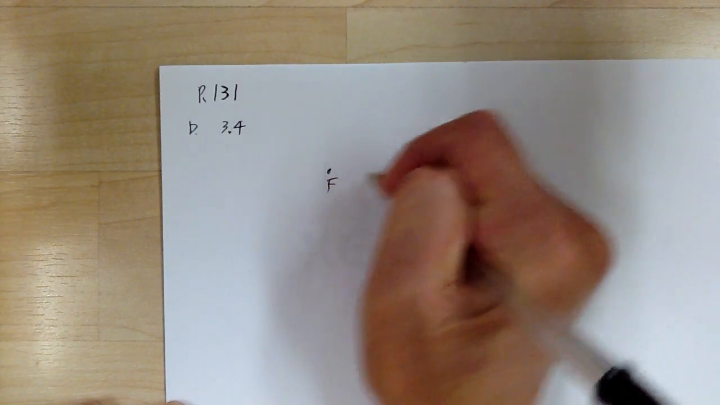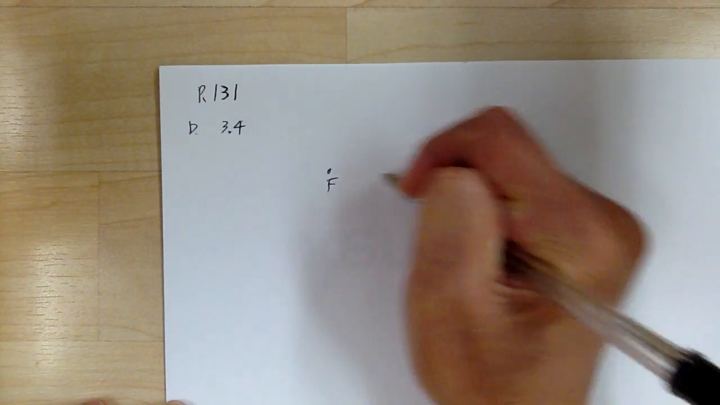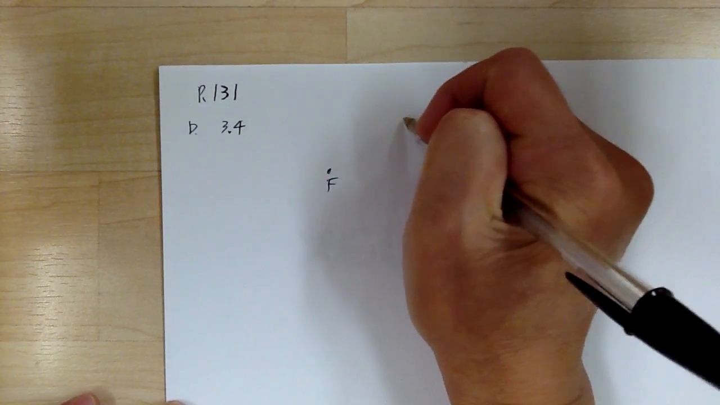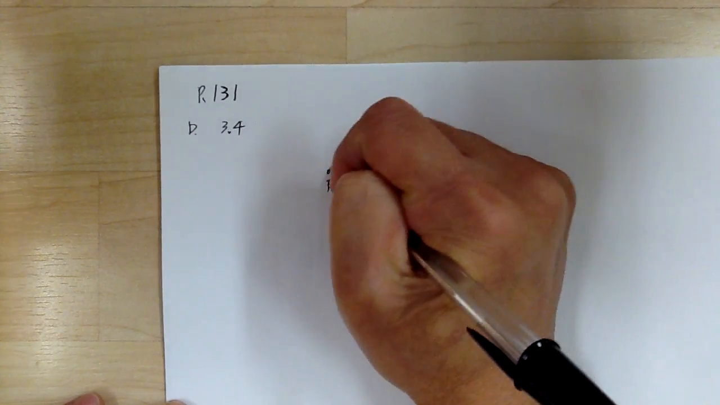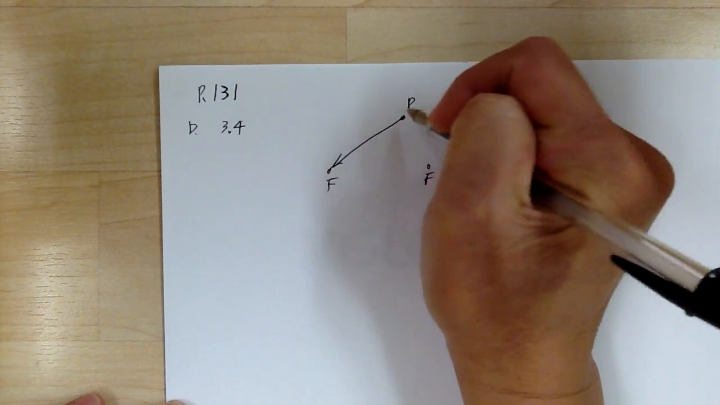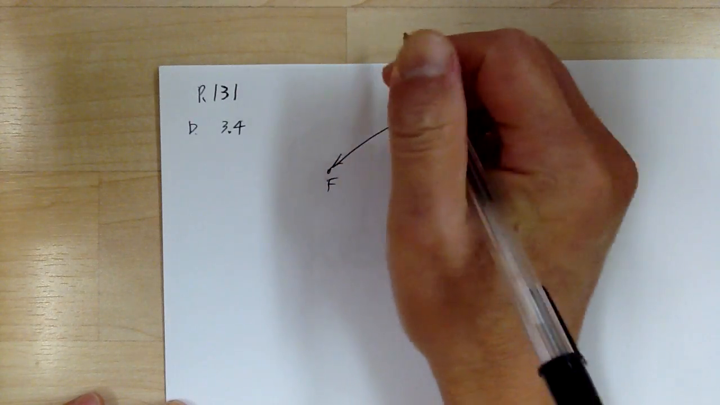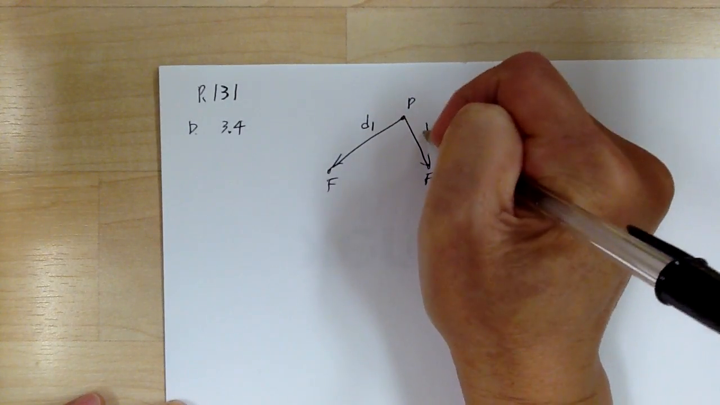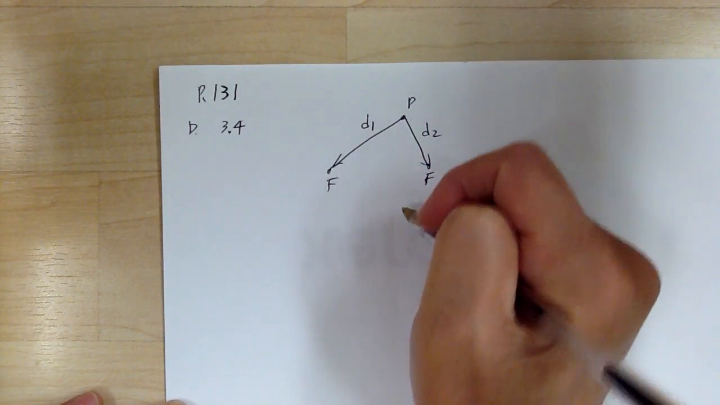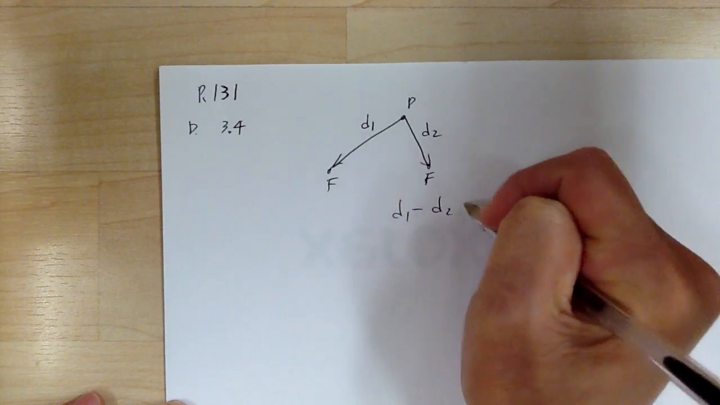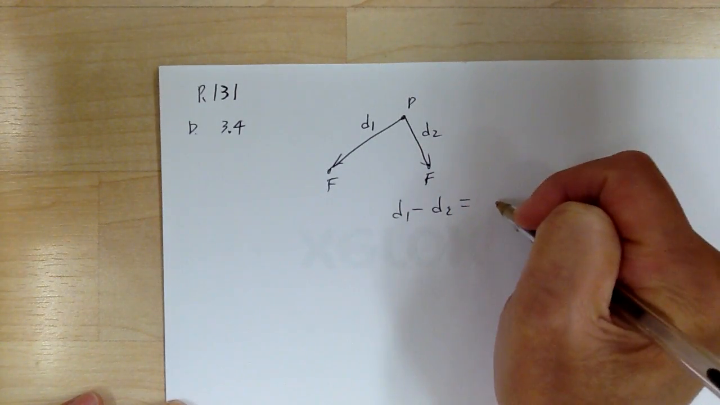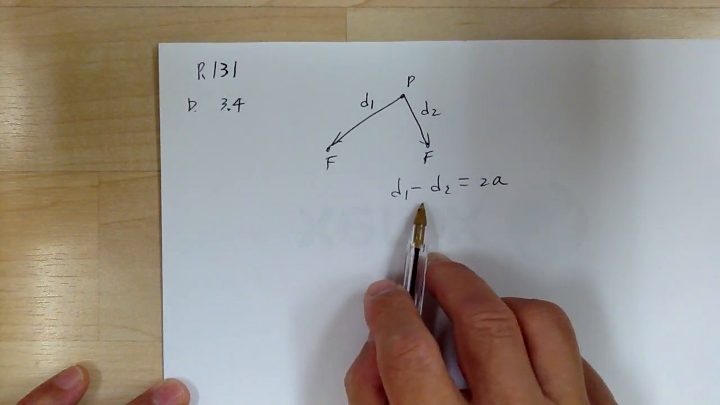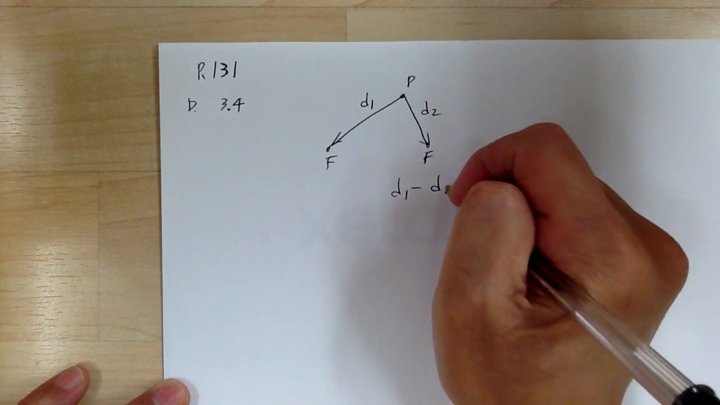So you got 2 points, you got F and another focus over here. And if so, any point, so this point P, any point on the hyperbola, you get D1 and this is D2. So any point on a hyperbola will have D1 minus D2 equal to a fixed number, a constant. In this case, again, it's 2a. So the difference of the distance will equal 2a.